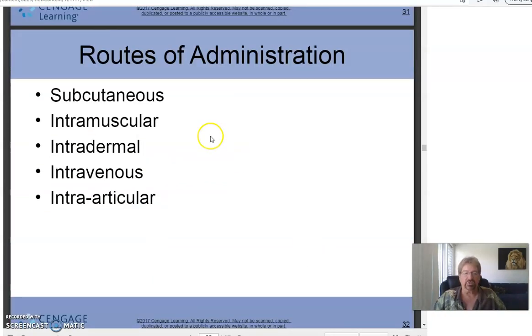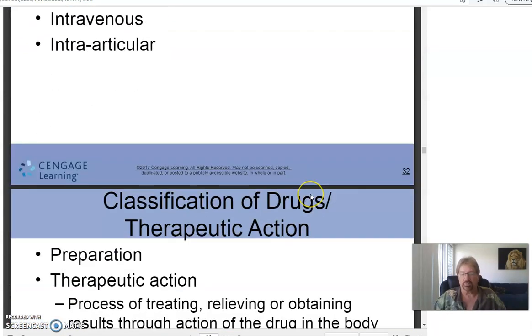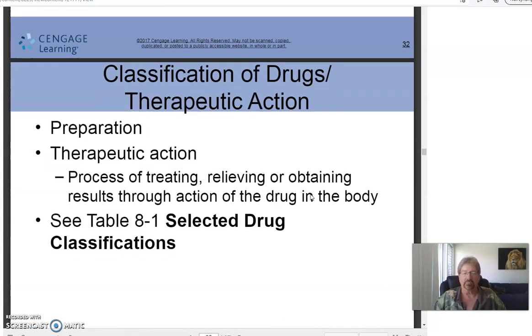Routes of administration. Subcutaneous means under the skin. Intramuscular means within the muscle. Intradermal means right up under the skin. These three are injections. Intravenous means going in a vein. Intra-articular means injecting it, like cortisone, into a joint, like an athlete whose knee is all swollen.